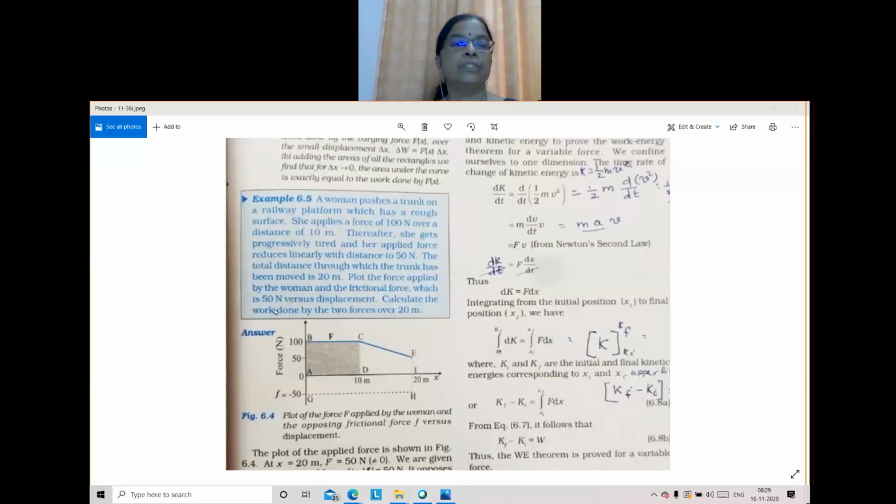Next, the frictional force is 50 Newton. So we have to mark it downwards because that is an opposite force. This is the applied force, but this is the opposing force. So for minus 50, you have to mark downwards, negative force, and up to 20 meter it will be there. Throughout its motion, frictional force will be there. Whether she is moving towards 10 meter or 20 meter, that force will be there. So up to 20 meter, she will have that frictional force opposite to her force. So minus 50 you have to mark here, and the dotted line is marked here up to 20 meter. Throughout its motion, that frictional force is there.